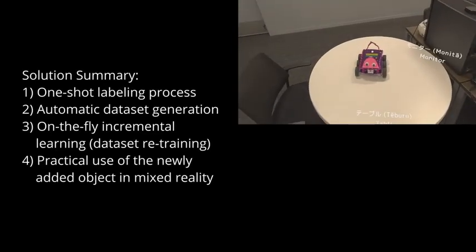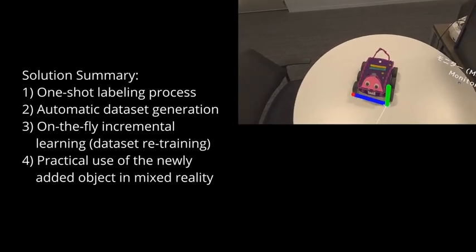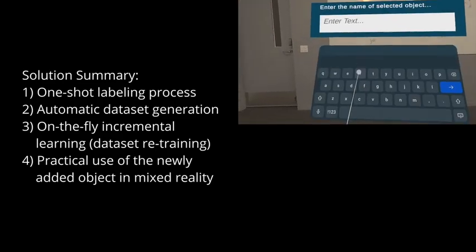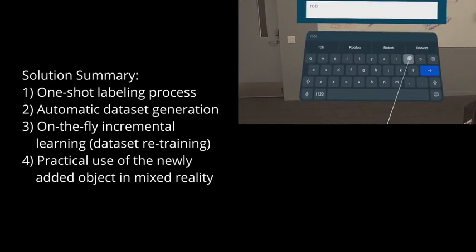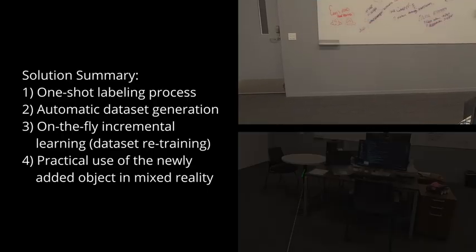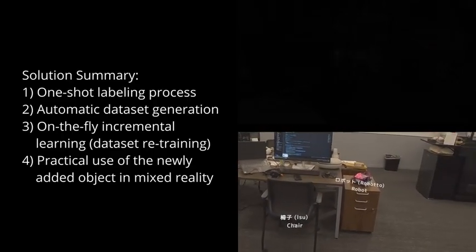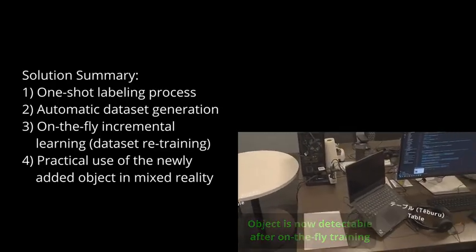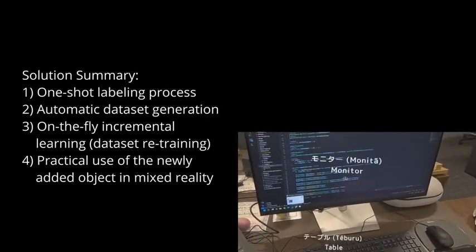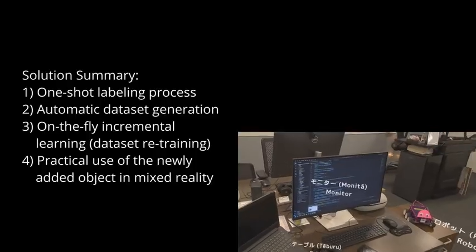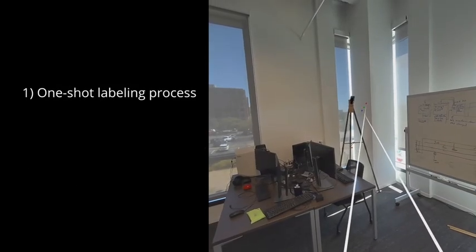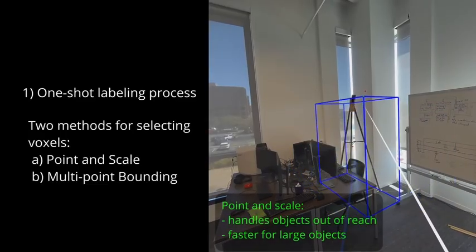To address this problem, we introduce a new approach to scalable object detection, which begins with a one-shot labeling process. This allows us to automatically generate a dataset of training images that are used to update a detection model on the fly with a process called incremental learning. Our approach allows users to quickly interact with newly added classes that would otherwise require significant manual labeling and complete model retraining. To select the correct object voxels, we provide two methods to create 3D bounding boxes.